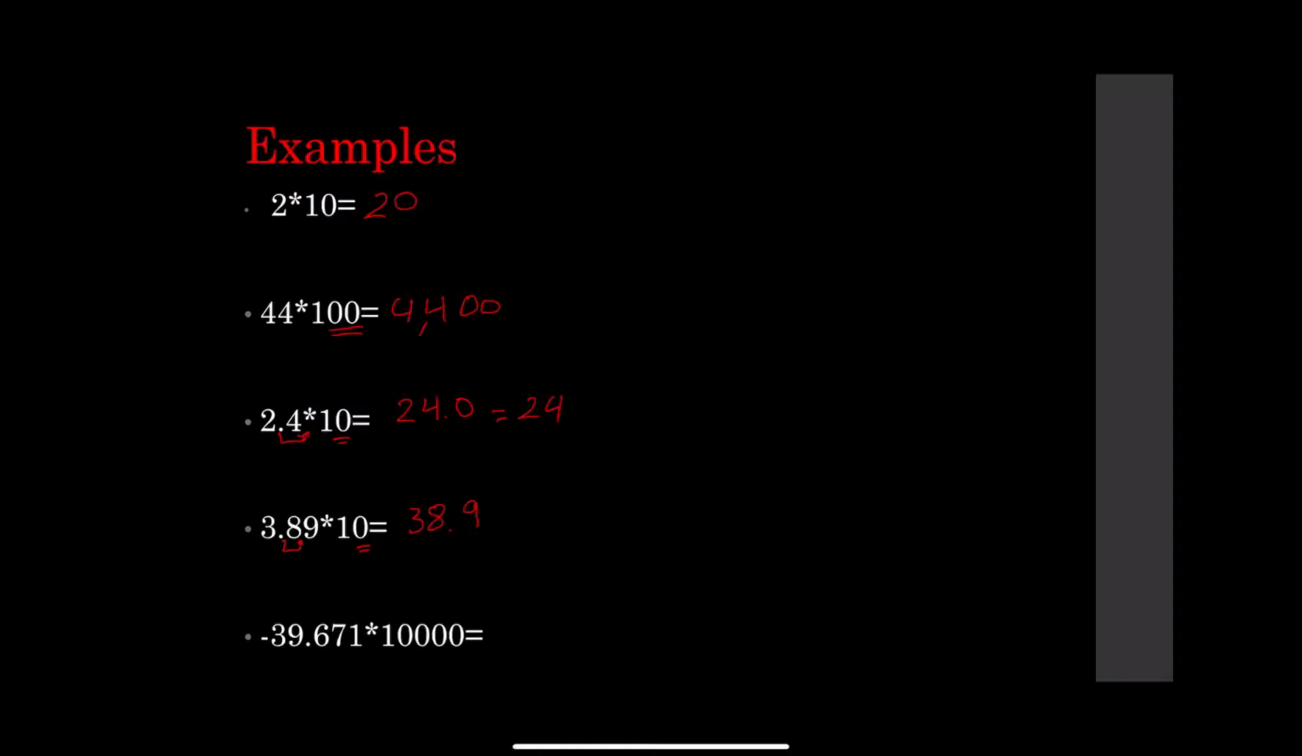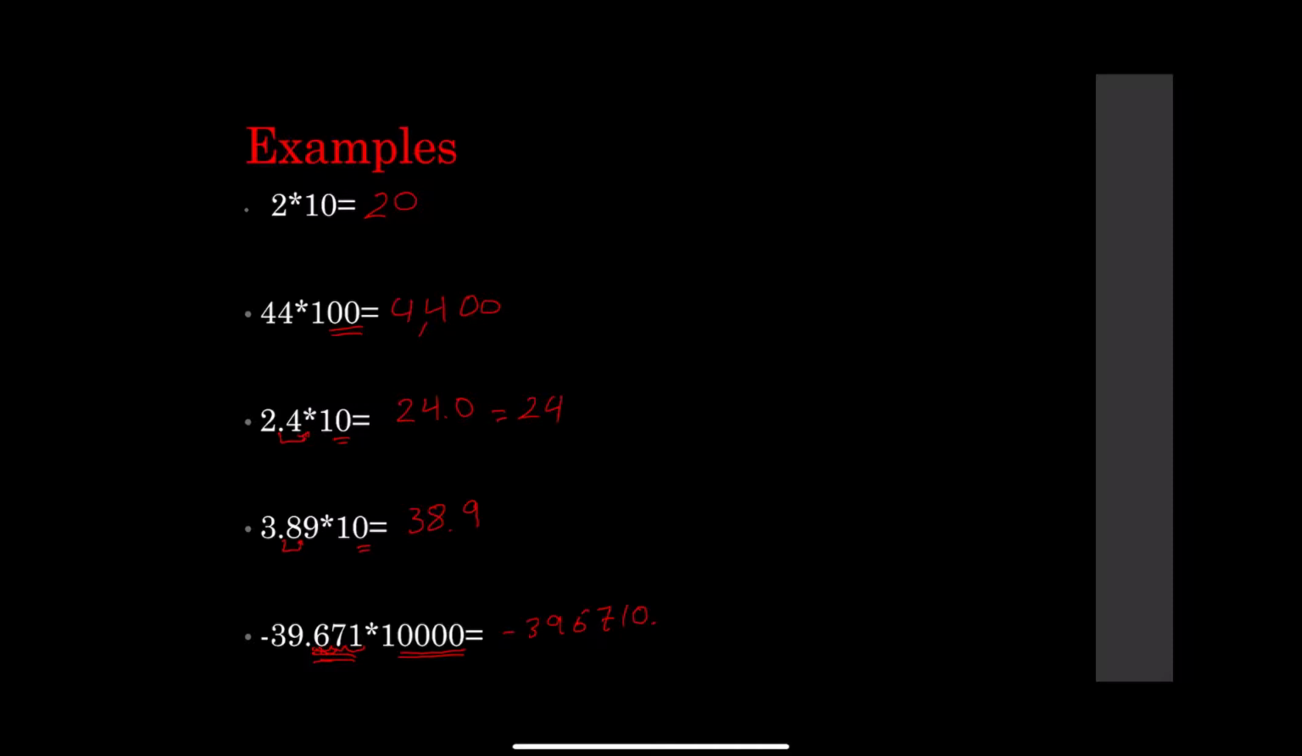Negative 39.671 times 10,000. Since we are multiplying by 10,000, we have 4 zeros. So we need to move the decimal point to the right 4 decimal places. But we have only 3 decimal places. And the trick here is to add 0. So write negative 39671, as if we moved this 1 time, 2 times, 3 times, and then we need 0. And then we put the decimal point.